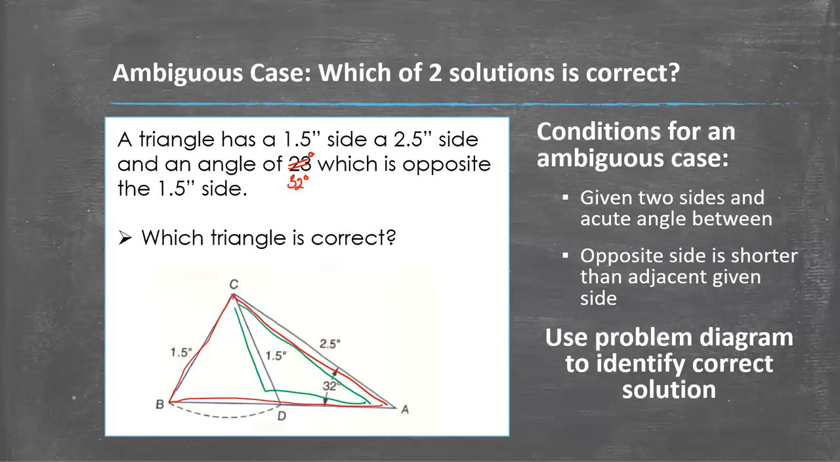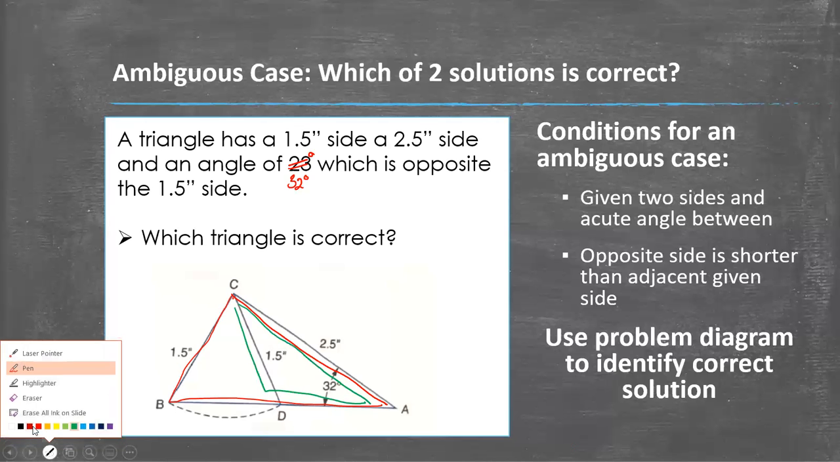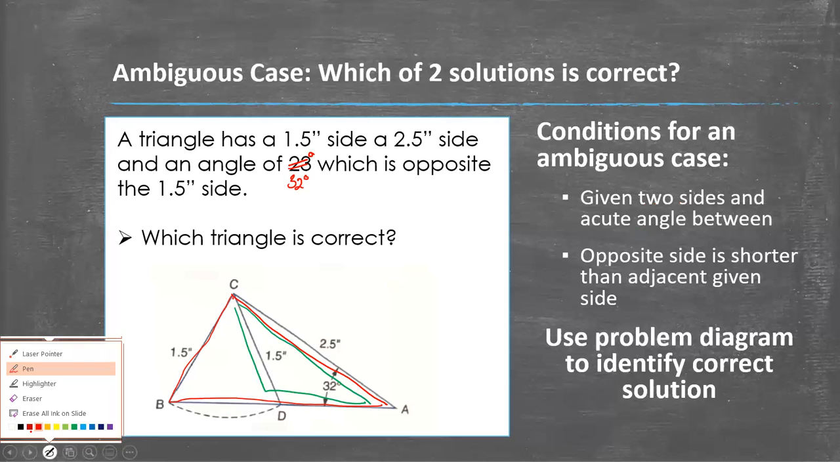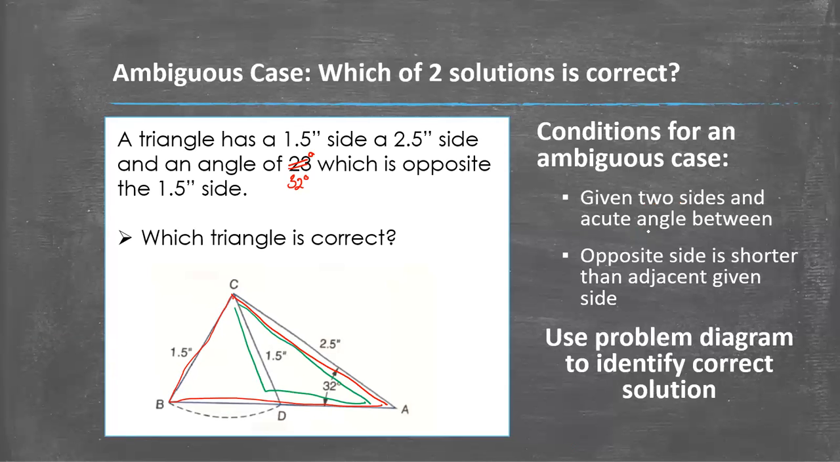Jumping back and forth between slides here with a sensitive mouse. All right, how do we know? So there are conditions for an ambiguous case. The only time you'll have an ambiguous case with the sine law is if you have two sides and there's an acute angle in between. So acute means, remember, less than 90. So less than 90 in between. And the other condition is the opposite side. So here's my angle. The side opposite is shorter than the one adjacent that is given.